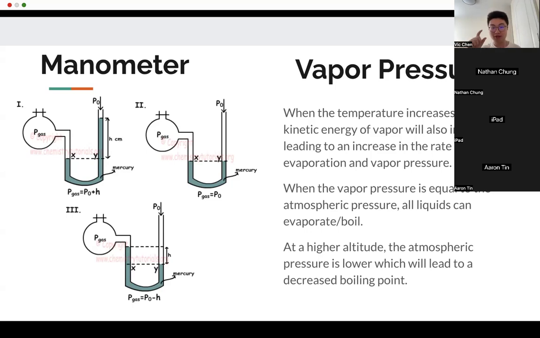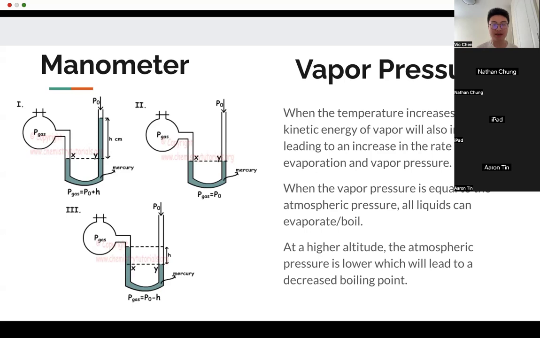And this difference in height between the mercury can be used to find the pressure of the gas, as long as you know the pressure of the atmosphere. You can take the pressure of the atmosphere and subtract it by that difference in height of the mercury. And from there, you can figure out the pressure of the gas.